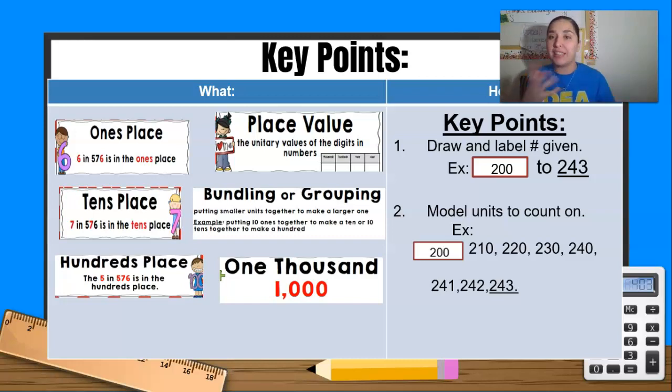And this is important because it helps us count when we're counting money. You can go 200, 210, 220, 230, 240. And then, oh, now I'm going to count by ones because I get a $1 bill, 241, 242, 243. Counting always is important because it helps us with money. Boys and girls, we can relate with money.